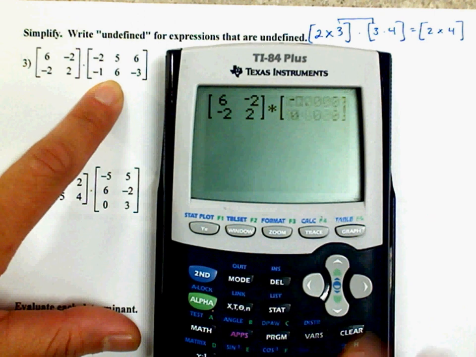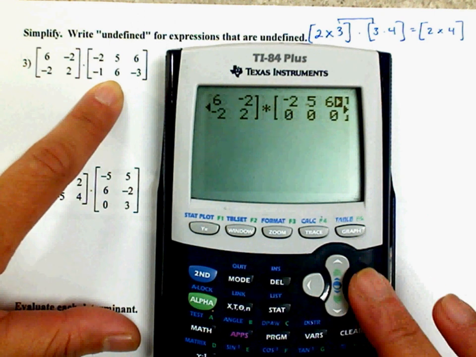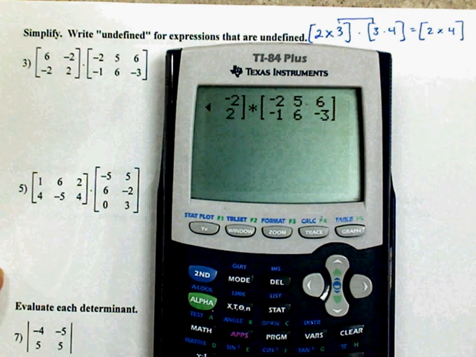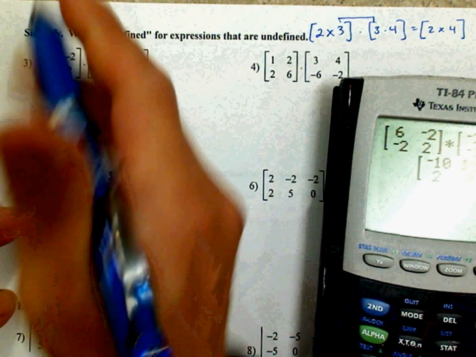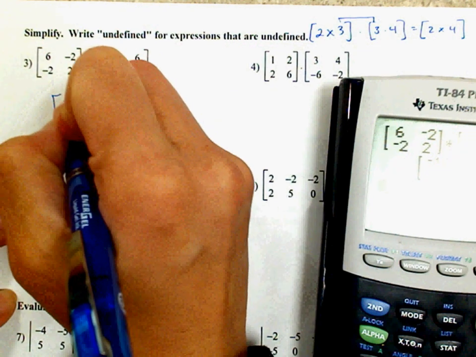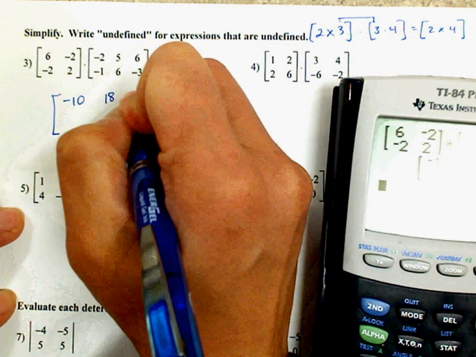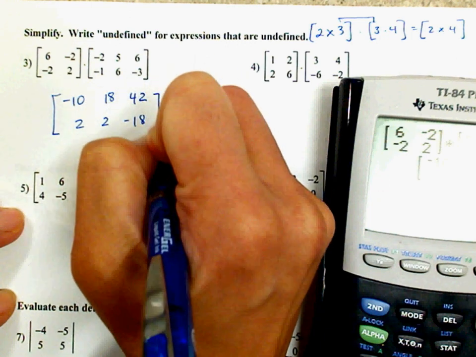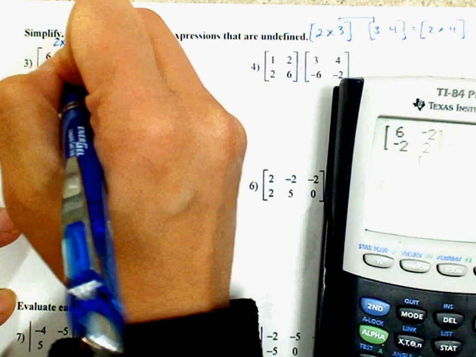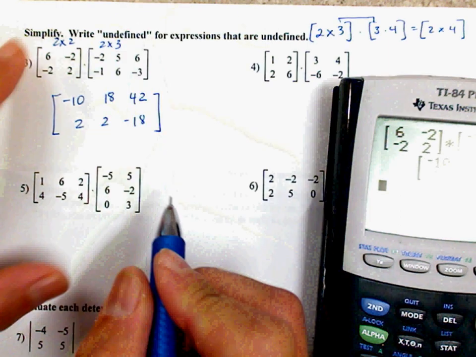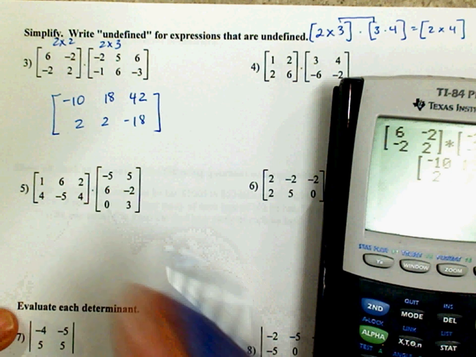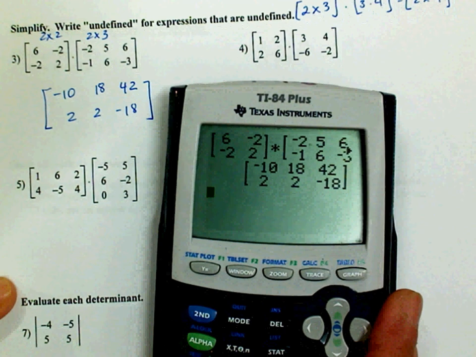So negative 2, 5, 6, negative 1, 6, negative 3. Alright, so the answer to number 3 is negative 10, 18, 42, 2, 2, negative 18. Because this was a 2 by 2 and this was a 2 by 3, your resulting answer should be a 2 by 3. And that's correct. Okay? Alright, number 4, here we go.